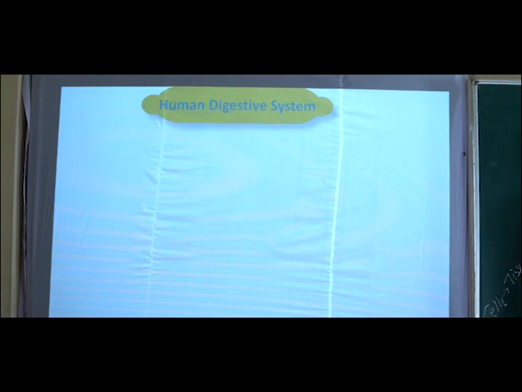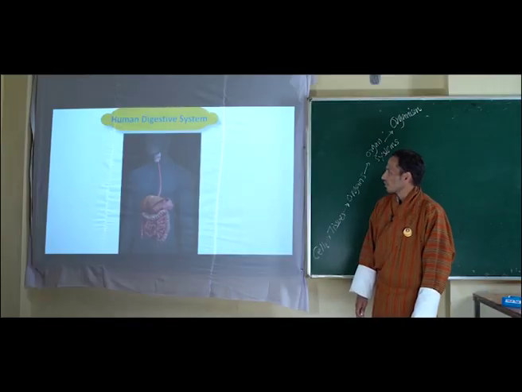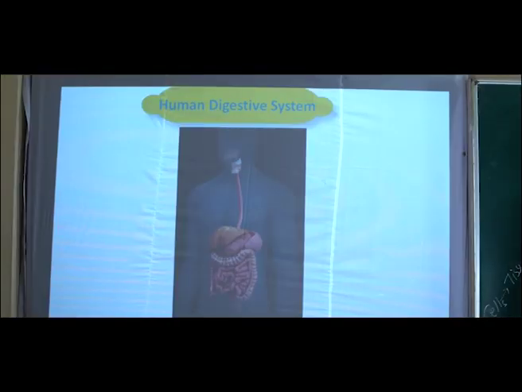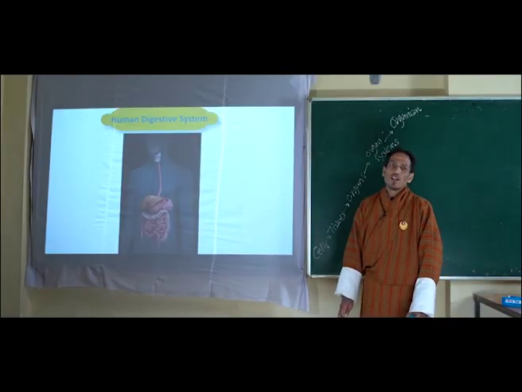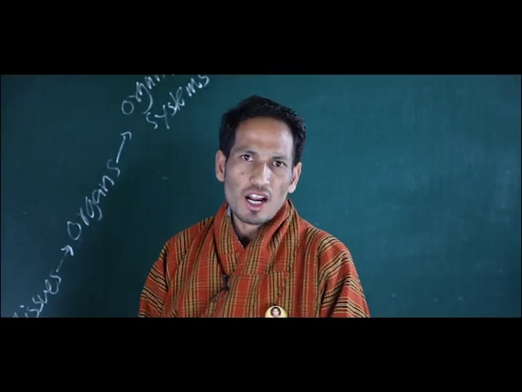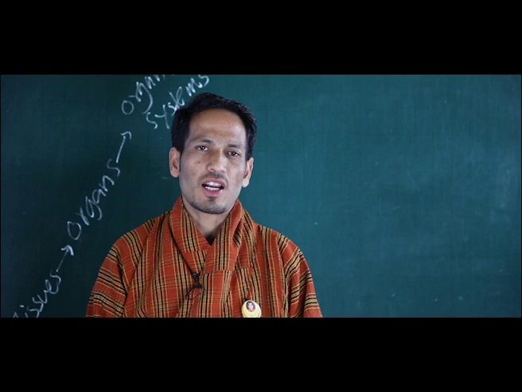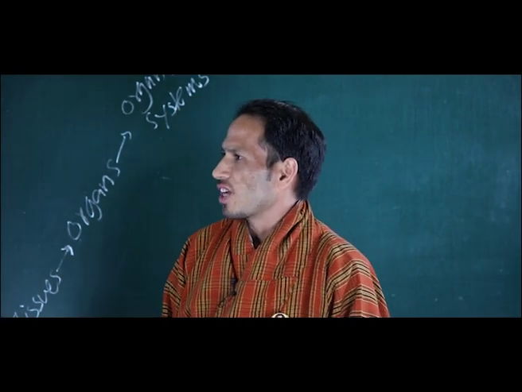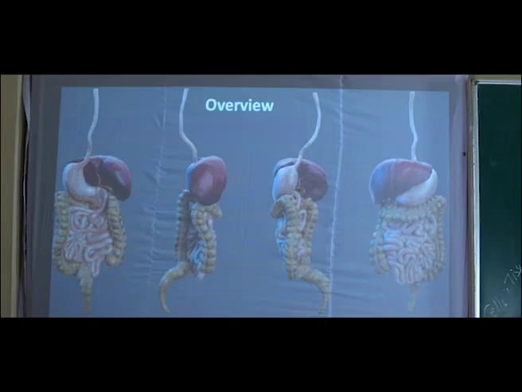Let us have an overview of the human digestive system. The human digestive system consists of two parts. The first part is the alimentary canal that starts from the mouth and goes till the anus, and there are glands, also called helping glands or accessory glands, which secrete digestive enzymes that help in digestion. This is the overview of the alimentary canal and the accessory glands.